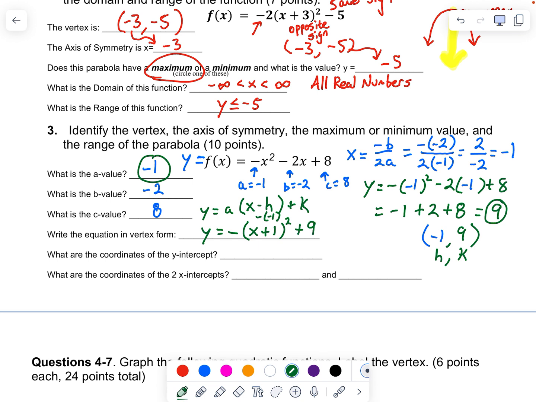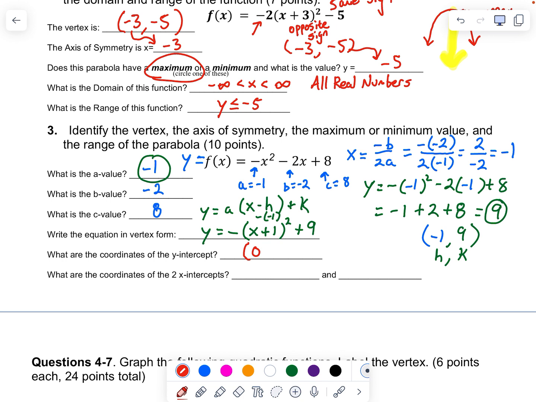I'll write a +9. What are the coordinates of the y-intercept? Well, a y-intercept always has an x-coordinate of 0. You think about it. You don't go left or right any. You just go up or down, right? From the origin, if you just go up and down, you're right along the y-axis. So the x is always 0.